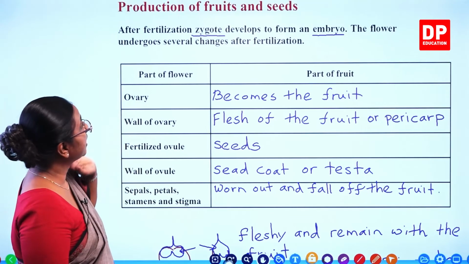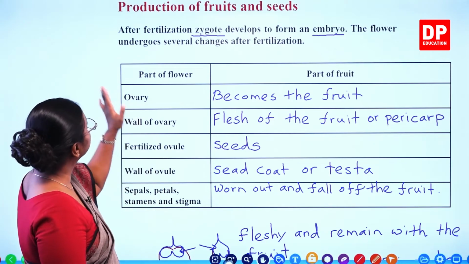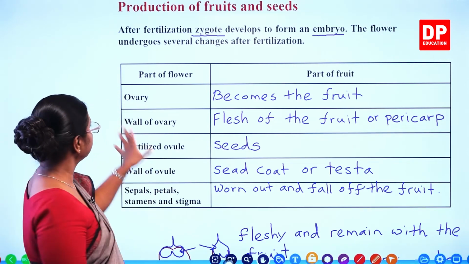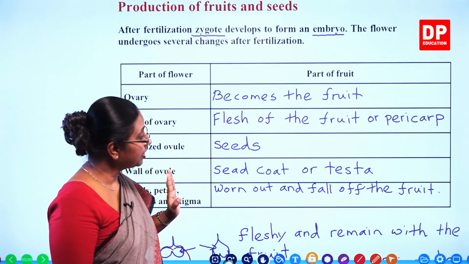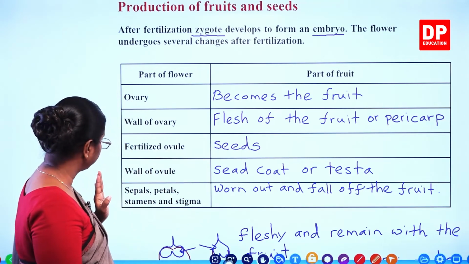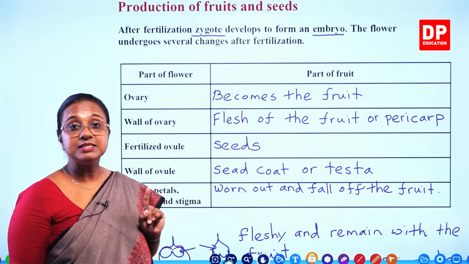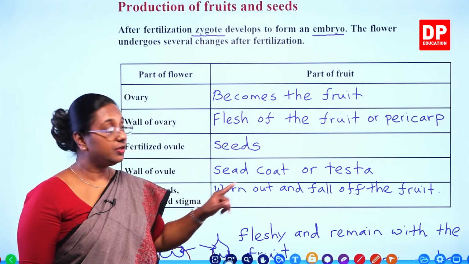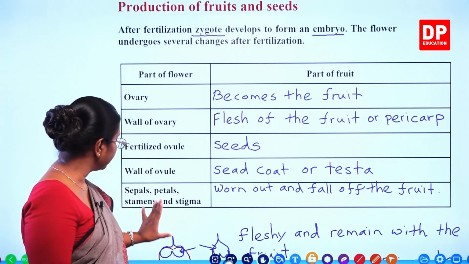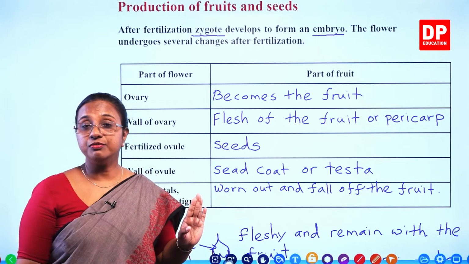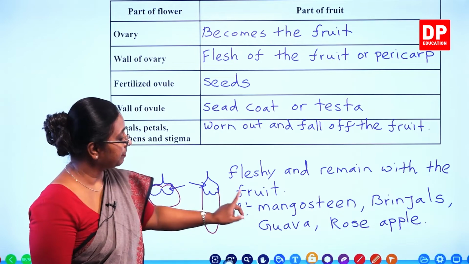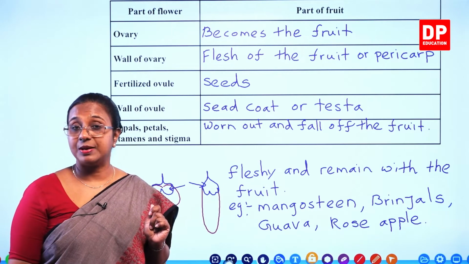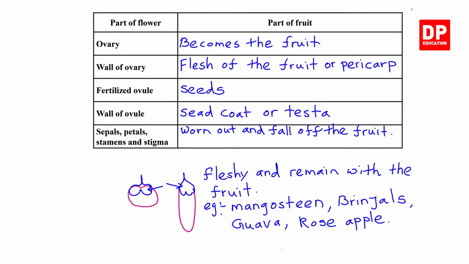After fertilization, the zygote develops to form the embryo. And the flower undergoes several changes after fertilization. The ovary becomes the fruit. So the wall of the ovary becomes the flesh of the fruit, that is what we call the pericarp of the fruit. Then the fertilized ovule becomes the seeds. The wall of the ovule becomes the seed coat or the testa. And the sepals, petals, stamens and stigma usually are worn off, but sometimes they become fleshy and remain with the fruit. Examples: mangosteen, brinjals, guava and rose apple. So here students, these are the changes that take place in the flower after fertilization.